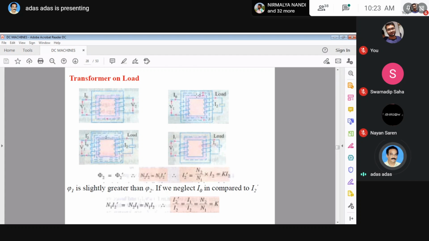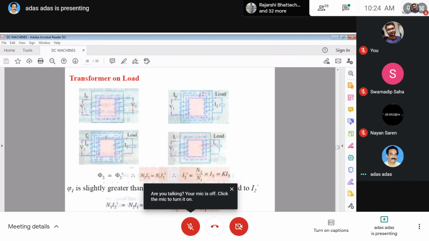Since the flux decreases, the input current will increase, which is denoted by I2 dash. Now, the current in the secondary is I2, and in the primary is I0 plus I2 dash, which is equal to I1. So the current I1 equals I0 plus I2 dash. That's all written here.